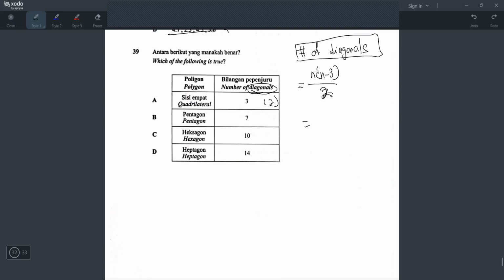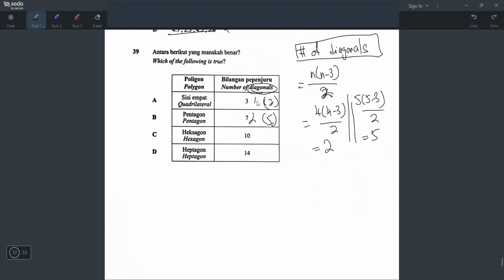Number of diagonals formula is this one, and n is the number of sides. So quadrilateral is 4 sides, right? So 4 bracket 4 minus 3 over 2. You will get 4 minus 3, 1, 1 times 4, 4, divided by 2 is 2. So that's why quadrilateral has 2 diagonals. What about pentagon? Pentagon is 5 sides. So it'll be 5 bracket 5 minus 3 over 2. Let's see how many diagonals. 5 minus 3 is 2, 2 times 5 is 10, divided by 2 is 5. So pentagon should have 5.